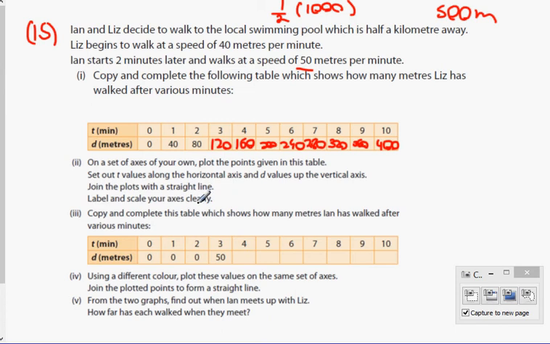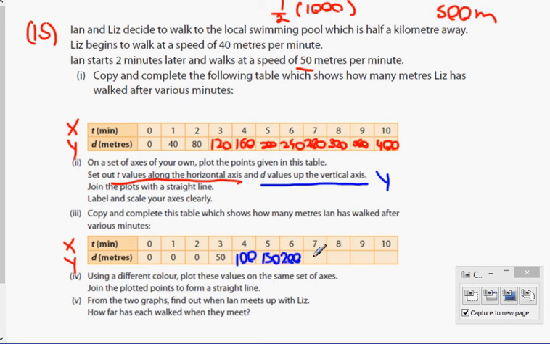Set out the axes. T is on the x-axis, so this is x-axis, this is y-axis. T values along the horizontal axis, that means it's x. D values up the vertical axis, that means it's y. Label and scale your axis clearly. Now, I know from experience that before I do this question, I'll mark up Ian's one as well, just so I know how big to make my axis.